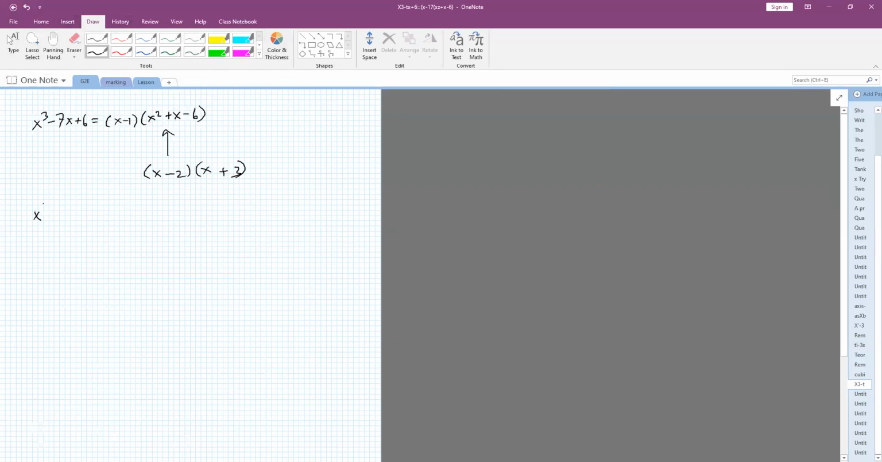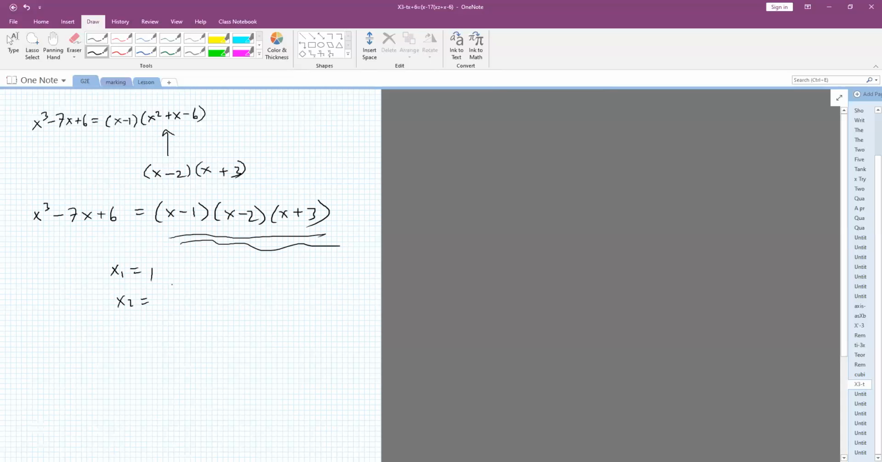So you see basically that x cubed minus 7x plus 6 can be factorized into x minus 1 times x minus 2 times x plus 3, and all of them actually will give you the solution, where the solution of the first one is just 1, and then the second one is when x minus 2 equal to 0 or x equal to 2, and then the third one is when x plus 3 equal to 0. So basically the last one is just minus 3.